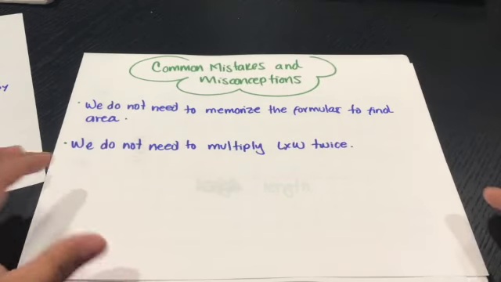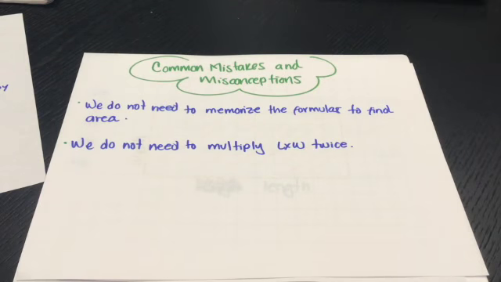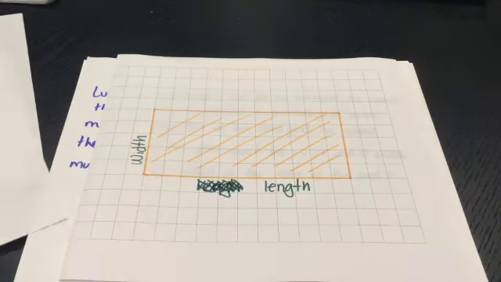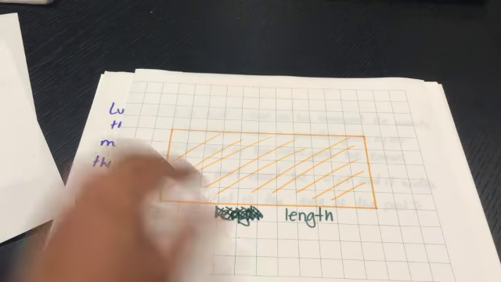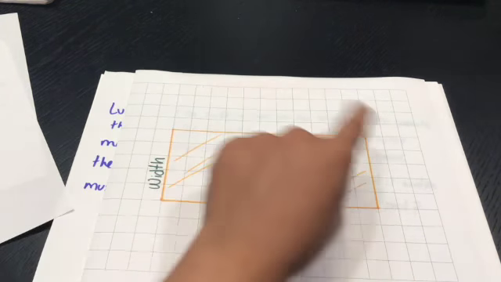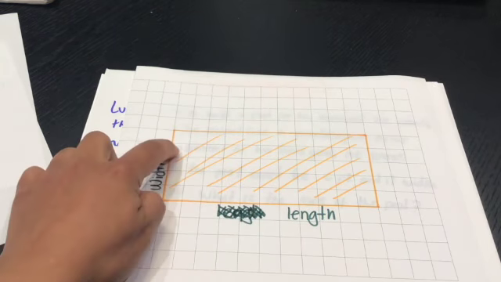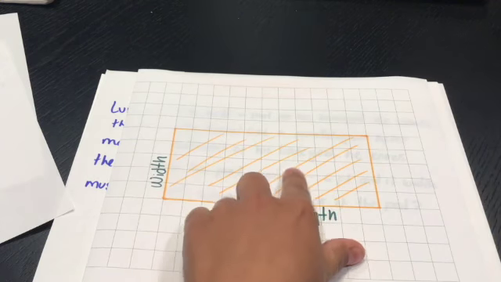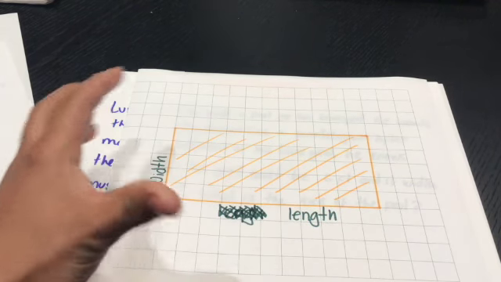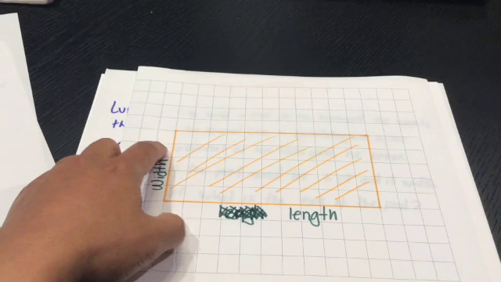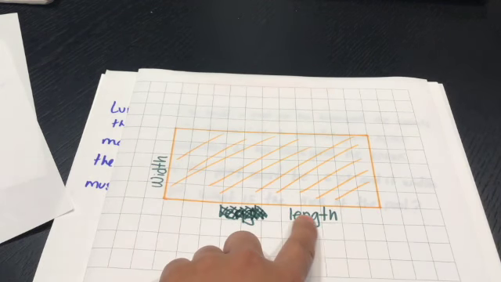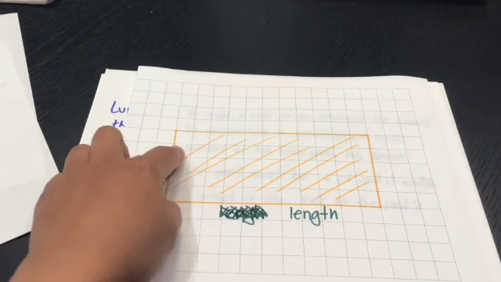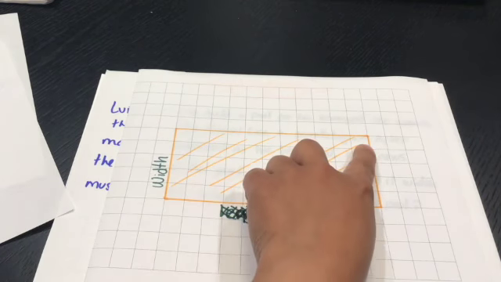Common mistakes or misconceptions: students sometimes think that they need to memorize the formulas, and this is a common misconception. The most important thing for them to remember is that each unit inside the shape is called a square unit. If they understand that area is the measurement inside the shape, then they understand that they need to multiply the width times the length, and it is the same as counting each square unit separately.